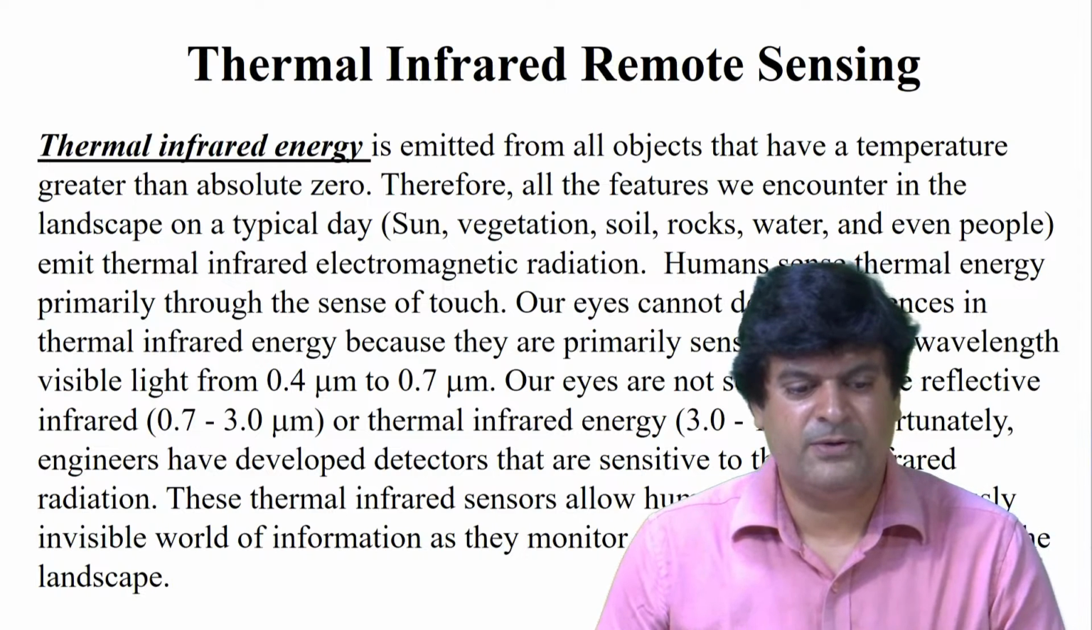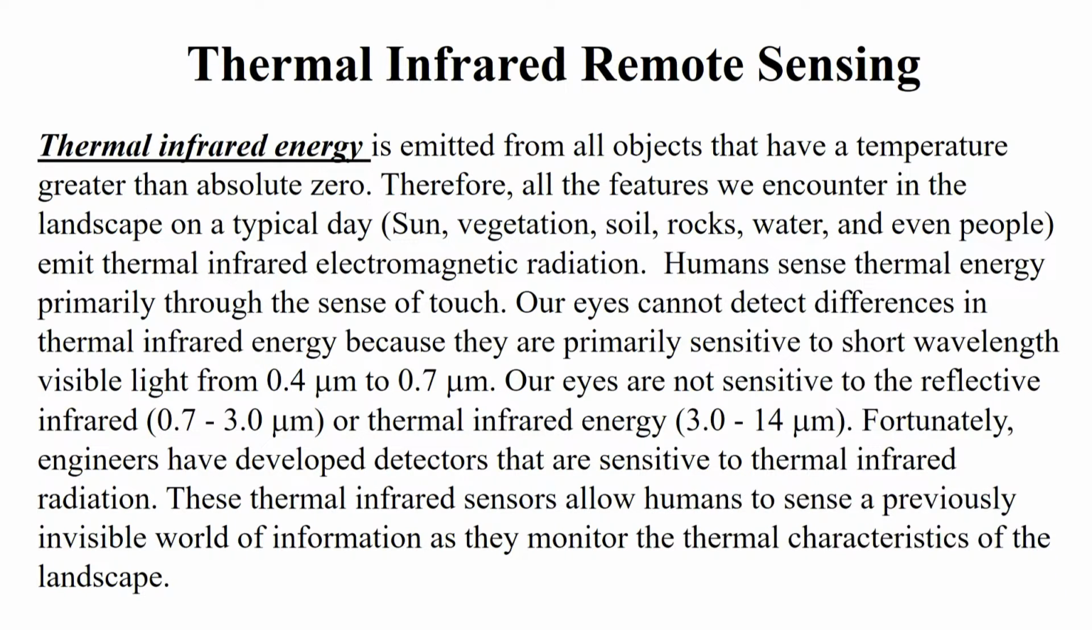When we are talking about thermal infrared remote sensing, thermal infrared energy is emitted from all objects that have a temperature greater than absolute zero. It means that all the objects having a temperature more than absolute zero are going to emit thermal infrared. The sensors capture the emitted thermal infrared energy, and that captured energy information is converted into temperature information to get the temperature value.